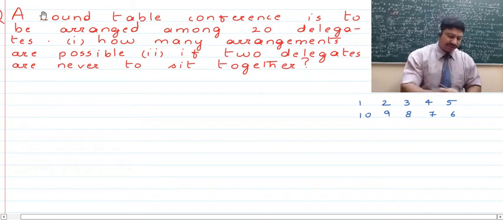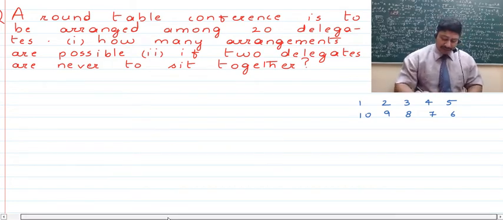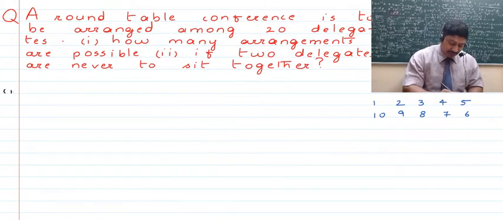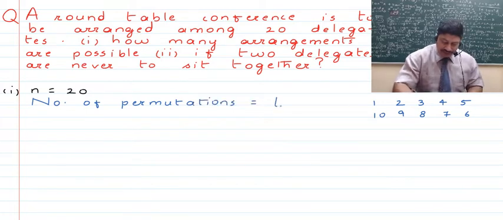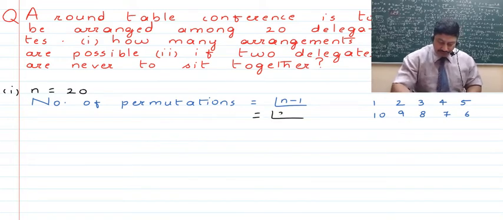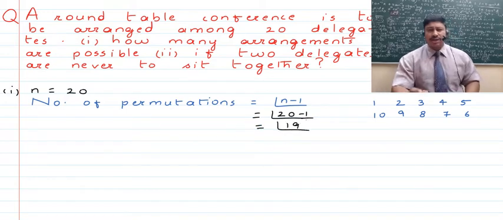So the first part is pretty simple, where we've got to find out the number of arrangements which are possible. Since we know that the value of n is equal to 20, the number of permutations will obviously become equal to factorial of n minus 1, and in this case it is going to become equal to factorial of 20 minus 1, that is, factorial 19. You need not calculate it, and this, children, is going to become the answer to this part of the question.